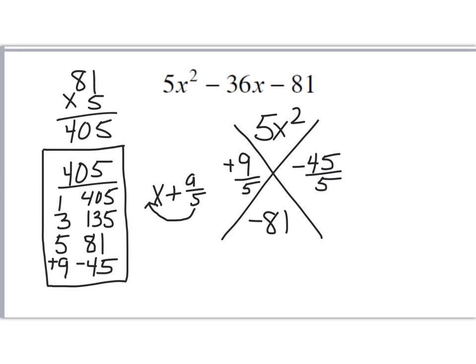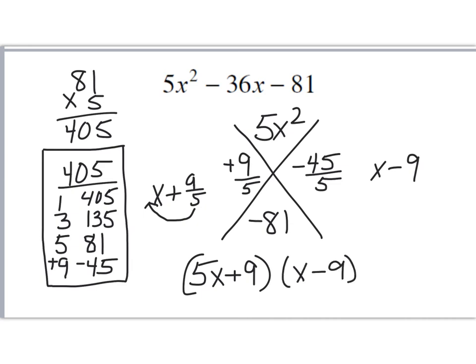9/5 cannot be simplified. But I need to remember to take that denominator and make it be the coefficient in front of the x. And so I have 5x plus 9. Alrighty. On this side, negative 45 divided by 5 can simplify to negative 9. So it's just going to be an x minus 9, and there's no need to move anything in front of the x. And so there you go. You are done.